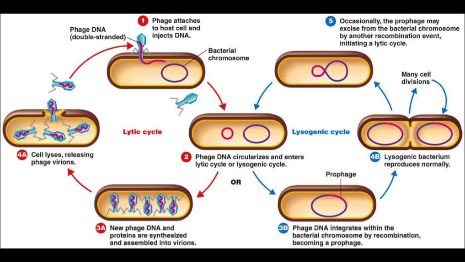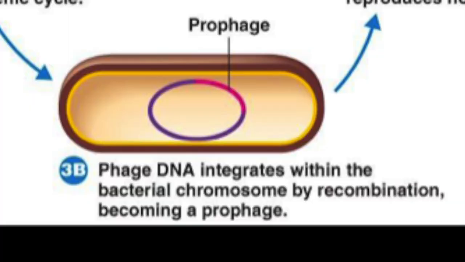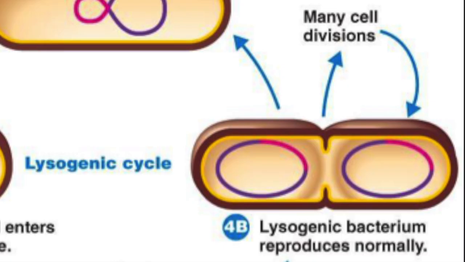In the lysogenic cycle, the viral DNA is incorporated into the host's chromosome and replicates along with the host DNA. Once the viral DNA is incorporated into the host genome, the viral DNA is called a prophage. As a result, the virus will appear dormant, and the cell will continue to undergo mitosis and replicate its own DNA and the viral prophage.